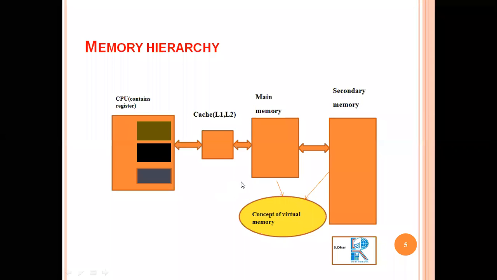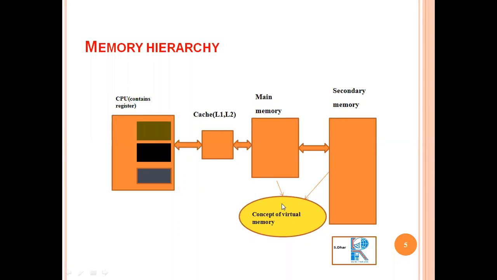I will tell about that later. There is a whole lecture about the virtual memory. Then I will tell more about the virtual memory. So this is the virtual memory.